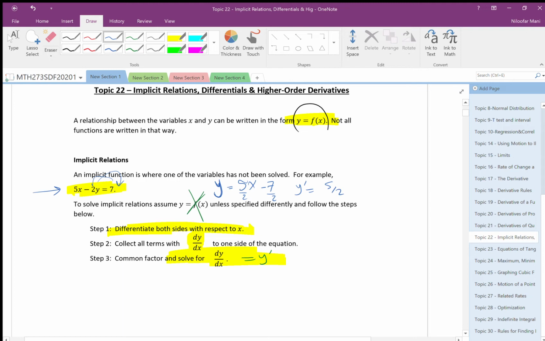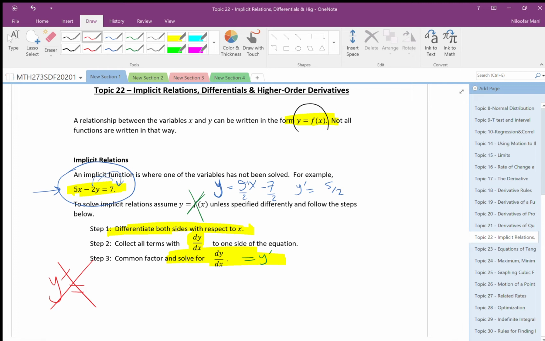How about if I know x is independent, y is dependent on x, I know a relationship between x and y, which is here, but I don't know how to solve for y? I can't. What should I do? This is the lesson. First of all, you don't start with y prime equal. So far you did, because so far you had y equal f of x, but you don't have that now.